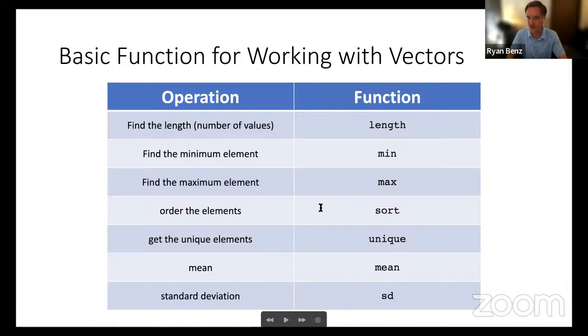Notice that these function names hopefully have descriptive names, so you know what they do when you use them. If you just want to get the unique elements, you can use this unique function. And we also have the mean and standard deviation. Pop quiz: if you wanted to calculate the median on a set of values, which function do you think you might use? Perhaps unsurprisingly, there's a function called median that you can use to do that.